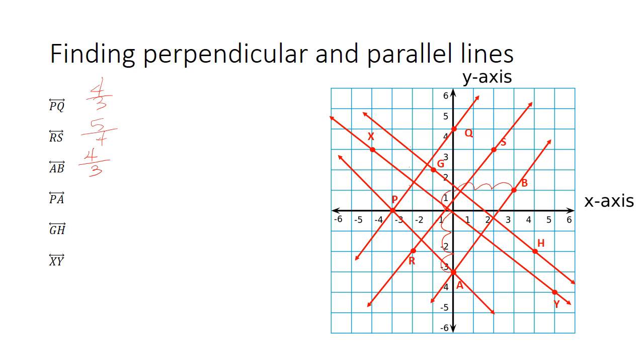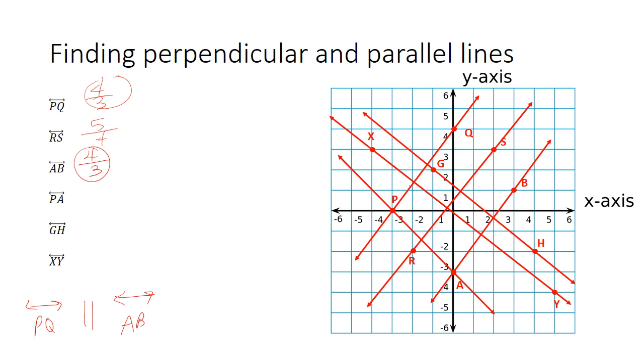So just looking at those, there's no way that any of those lines are going to be parallel to the other ones. Remember, we know that parallel lines have the same slope. So which of those three are going to be parallel? We could say that line PQ is parallel to line AB because they have the same slope.